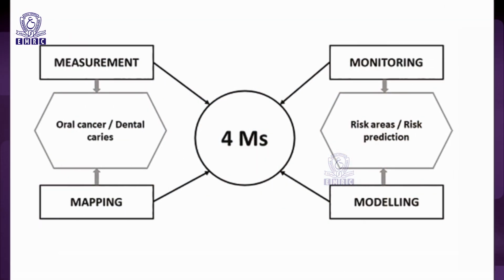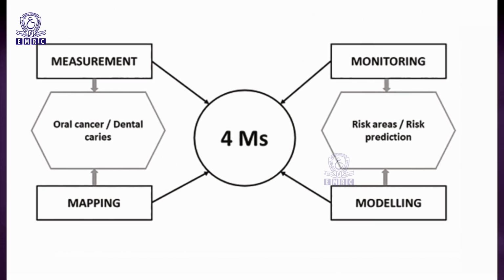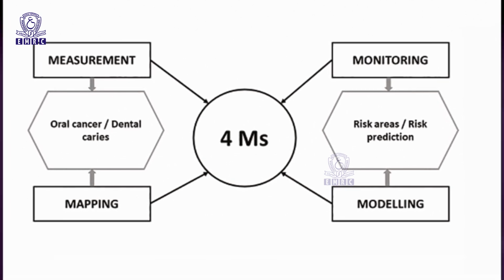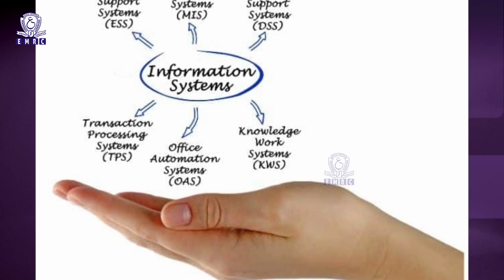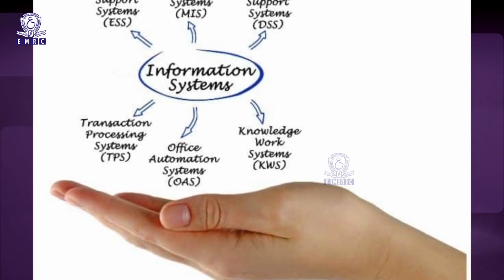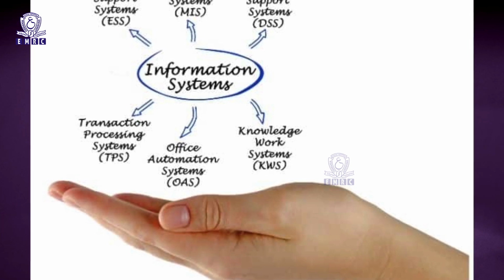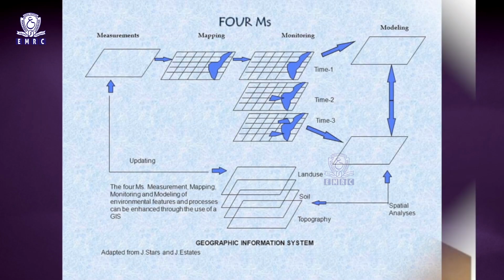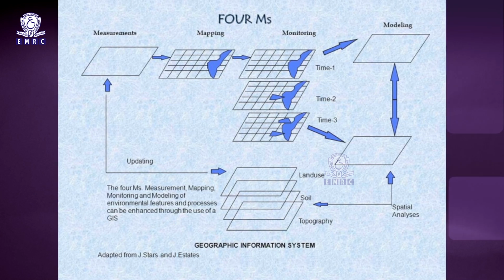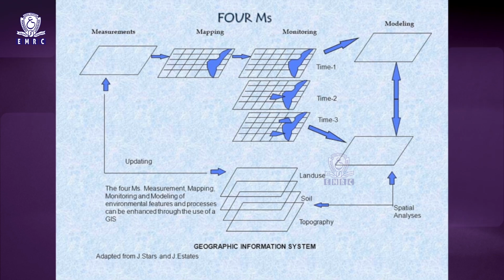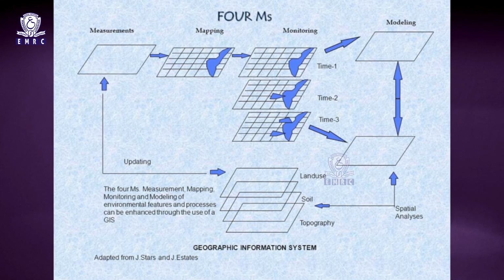These 4 activities are measurement, mapping, monitoring and modeling, termed key activities which can be enhanced by using information system technologies through GIS. The figure explains these 4 M's. GIS technology is different from traditional mapping and map analysis.